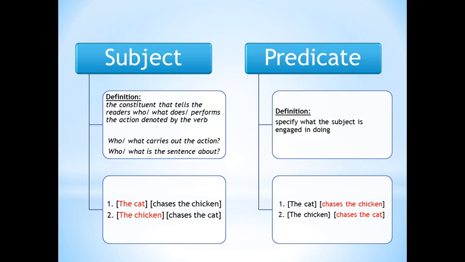Then predicate. What is predicate? Predicate menentukan apa yang sedang dilakukan oleh subjek. So, in sentence the cat chases the chicken, predicate dalam kalimat ini adalah chases the chicken. Jadi subjeknya the cat, predicate-nya adalah chases the chicken. And in the second sentence, the chicken chases the cat. So the predicate is chases the cat. Sedangkan the chicken sebagai subjek dalam kalimat tersebut.